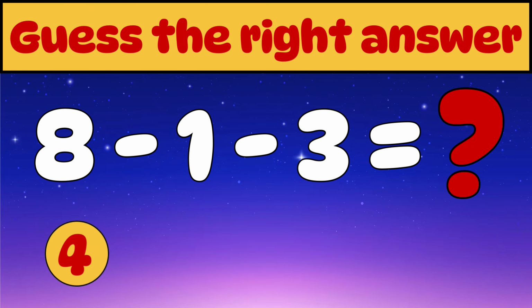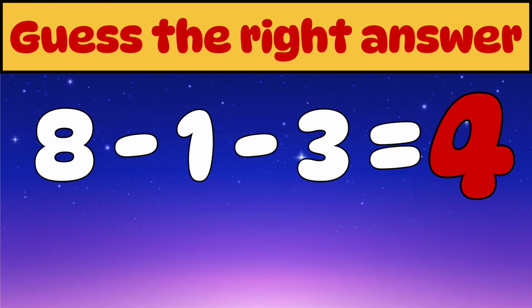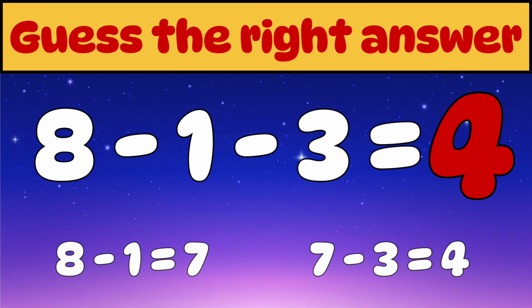The correct answer is 4. Let's solve it step by step. 8 minus 1 equals 7, 7 minus 3 equals 4.